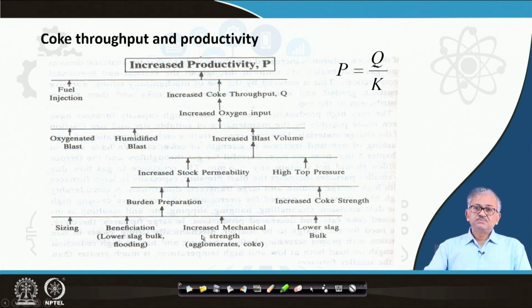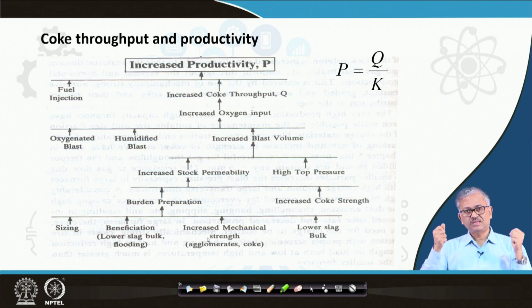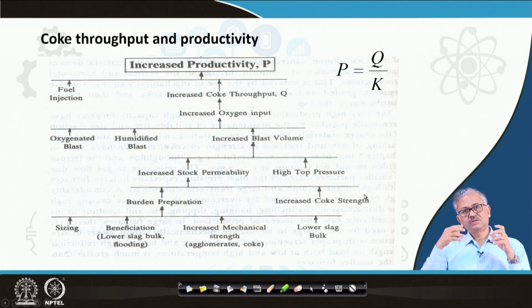Also increase the mechanical strength. If your strength is high in the dry zone, when the burden comes down it will not generate fines. As a result, dry zone permeability will also be good. And if you decrease the slag volume, wet zone permeability will be good. So by burden preparation, you can increase the stock permeability in both the wet and the dry zone. Increasing the coke strength is also very important, and similarly helps the bed permeability.